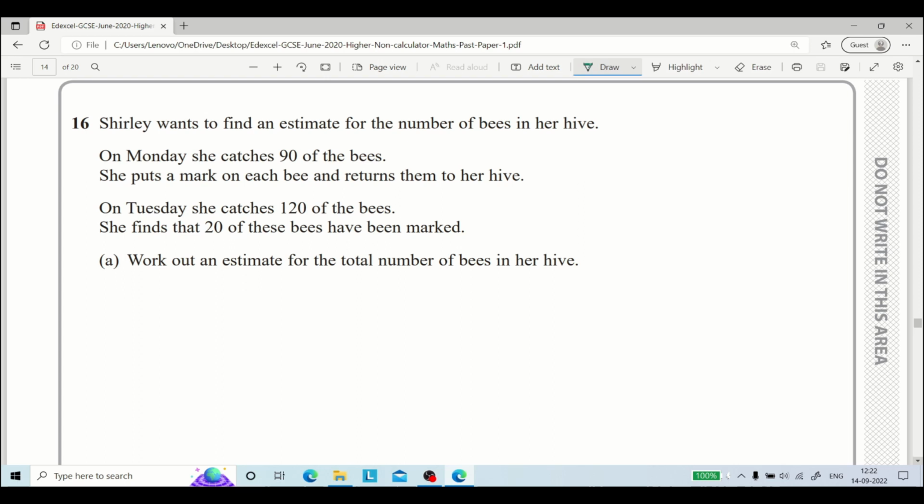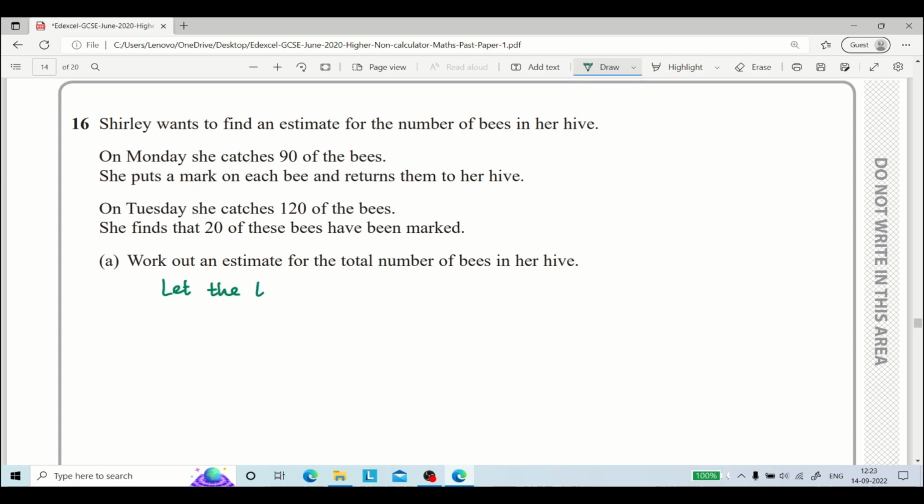Shirley wants to find an estimate for the number of bees in her hive. On Monday, she catches 90 of the bees. She puts a mark on each bee and returns them to her hive. On Tuesday, she catches 120 of the bees. She finds that 20 of these bees have been marked. Work out an estimate for the total number of bees in her hive.